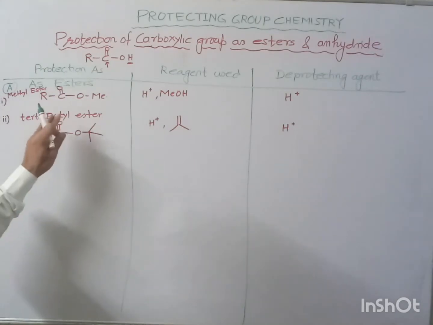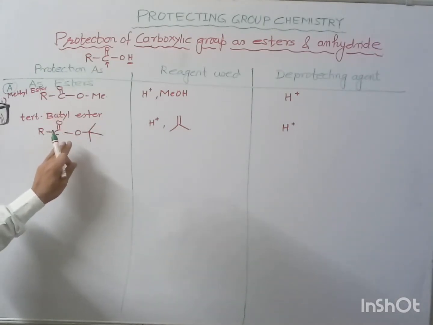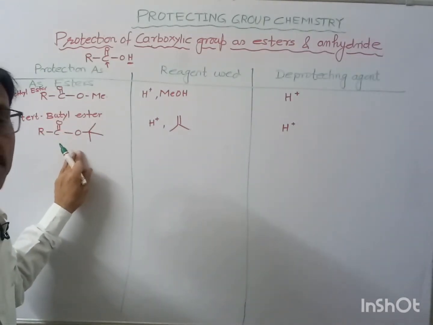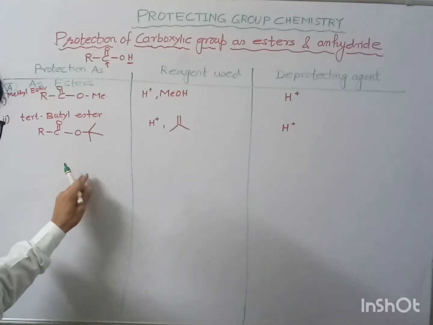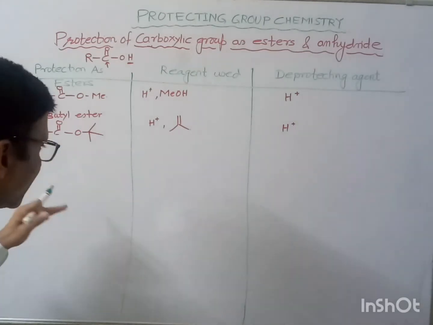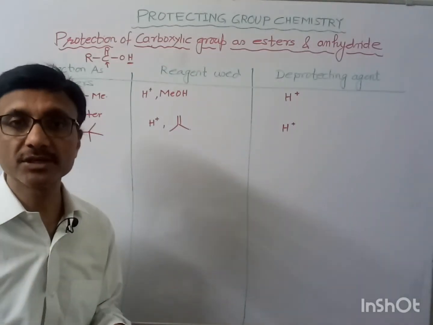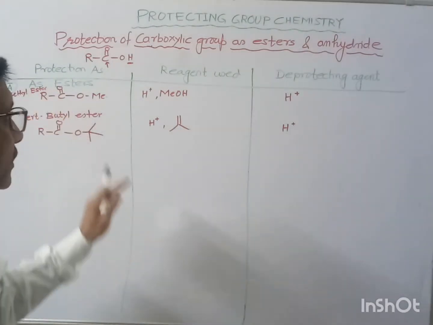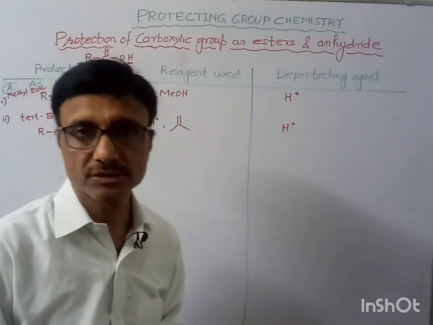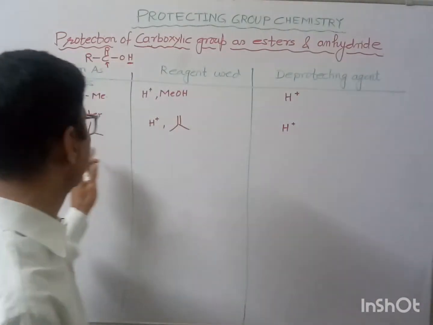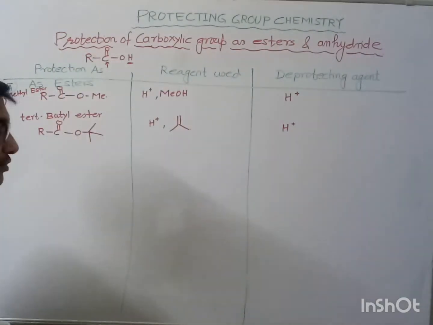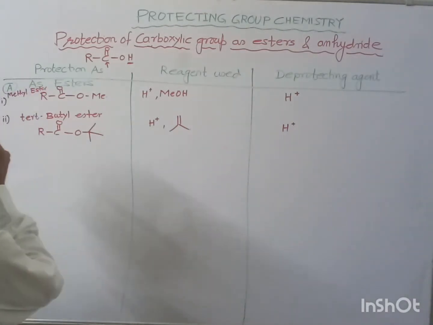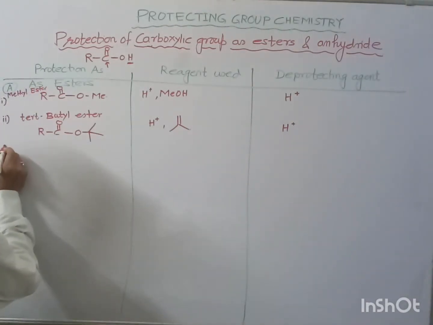No doubt this conversion into tertiary butyl ester, silyl ester, allyl ester, or benzyl ester is much better in comparison to the methyl ester. Methyl ester needs some strong acid in comparison to the tertiary butyl or other esters. So they require the mild acid for the conversion. Okay, so next one.